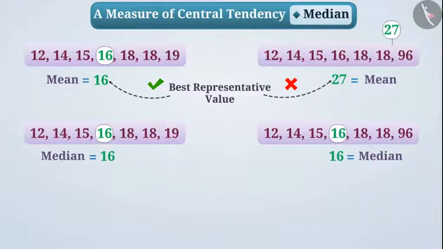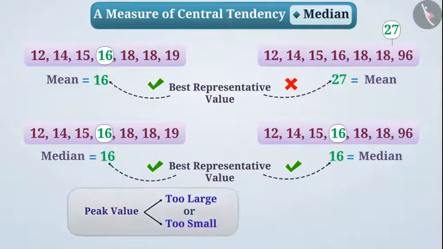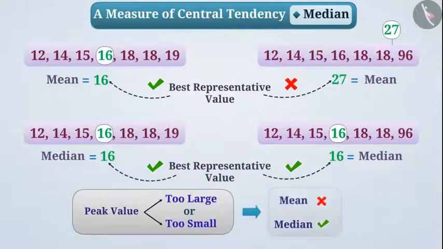Since the values of most observations in each group are around 16, we can say that in both cases, 16 is the best representative value. In this way, when the peak values in the data are too large or too small, the median is a better choice than the mean.